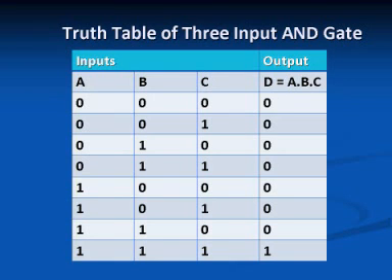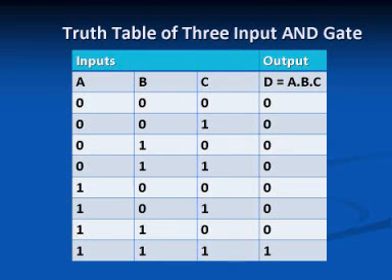For 0, 0, 0 inputs, the output D is 0. For 0, 0, 1 inputs, D is 0. For 0, 1, 0 inputs, D is 0. For 0, 1, 1 inputs, D is again 0. For 1, 0, 0 inputs, D is 0. For 1, 0, 1 inputs, D is 0. For 1, 1, 0 inputs, D is 0 again. For 1, 1, 1 inputs, D is 1.